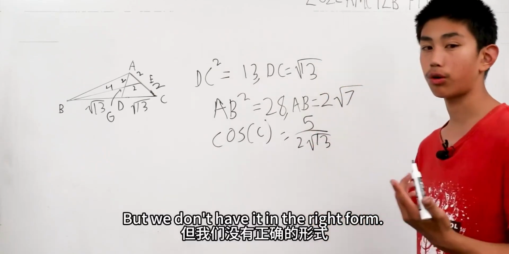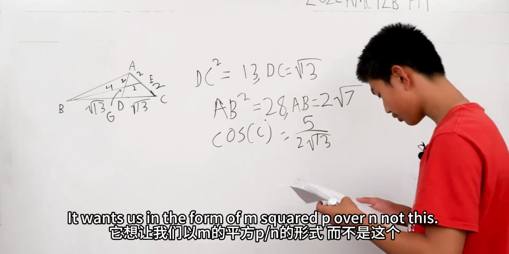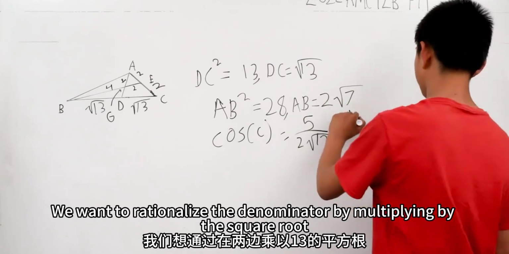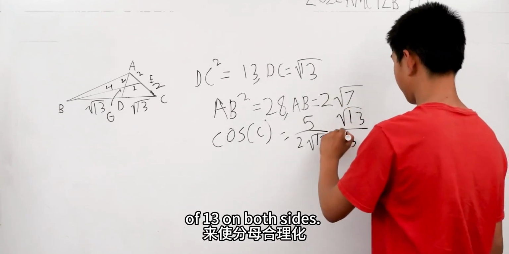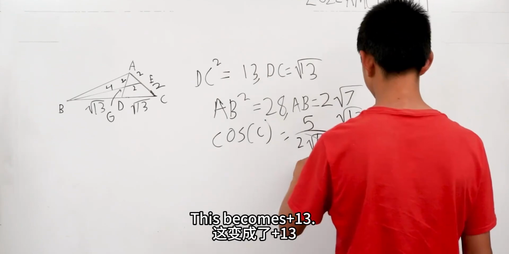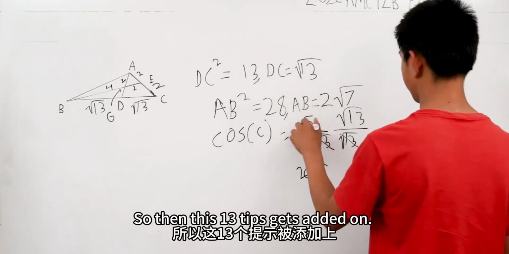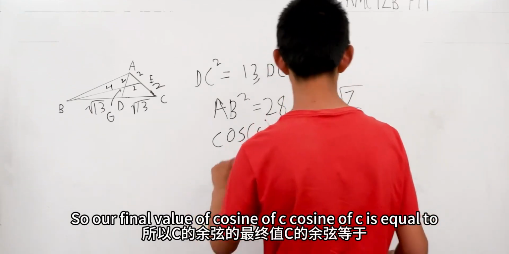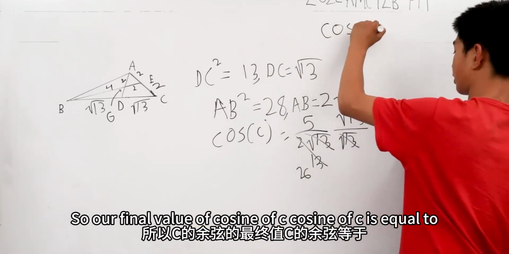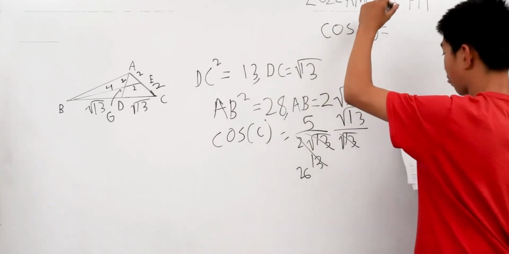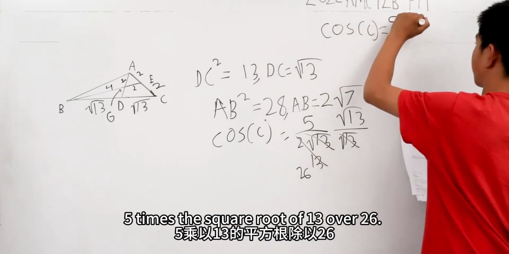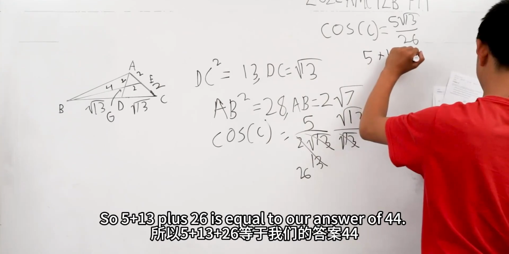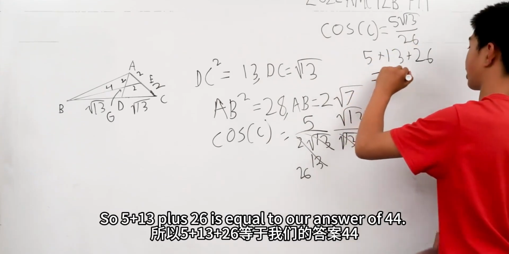But we don't have it in the right form. It wants us in the form of m times the square root of p over n, not this. So we want to rationalize the denominator by multiplying by the square root of 13 on both sides. This becomes 13. This becomes 26. And then this root 13 just gets added on. So our final value of cosine of C is equal to 5 times the square root of 13 over 26. So 5 plus 13 plus 26 is equal to our answer of 44.